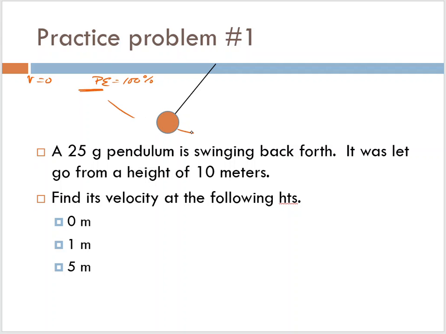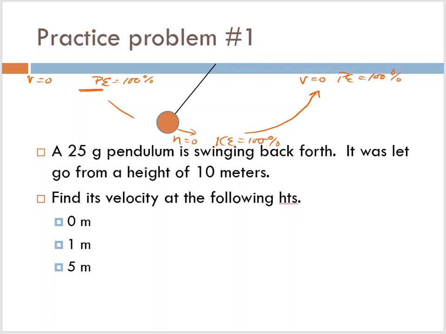Likewise, once it swings down right here, height is going to be 0. So all of this potential energy is going to be converted into kinetic energy. And then as it starts to swing back up, once it gets up to this point again when the velocity equals 0 because gravity is pulling on it, it's going to have made that conversion back to potential energy.